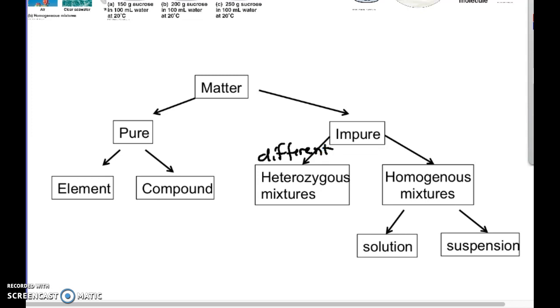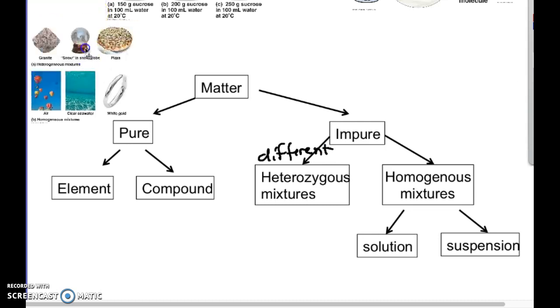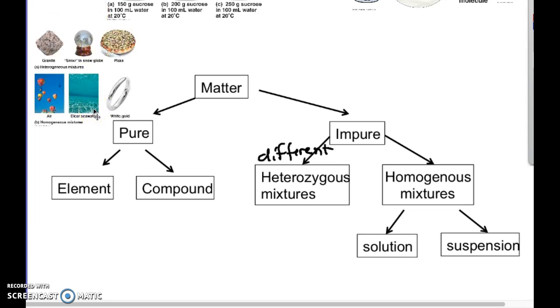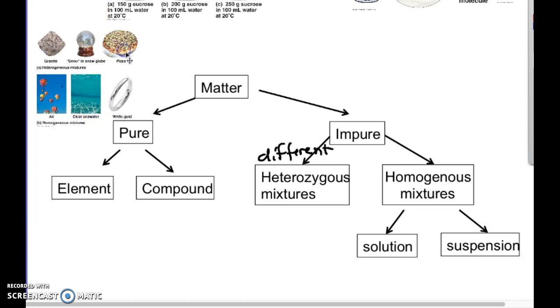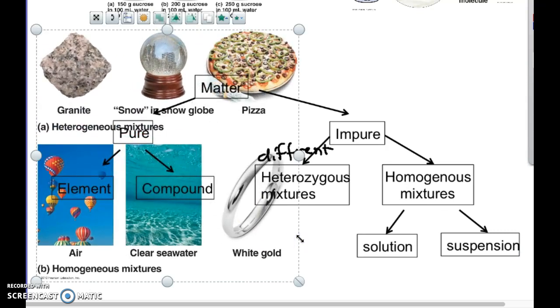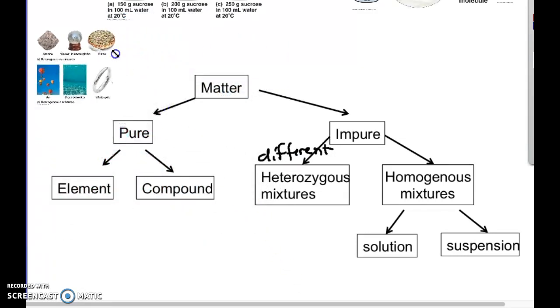So for example, some examples of heterogeneous mixtures. Pizza would be an example. You can see it. There's obviously different things making it up. A snow globe, you've got different things. Granite is a rock, and it's all granite. It could be 100% granite, but granite has different colors. You've got dark, black, and you've got purples and grays, and different colors that mix in.